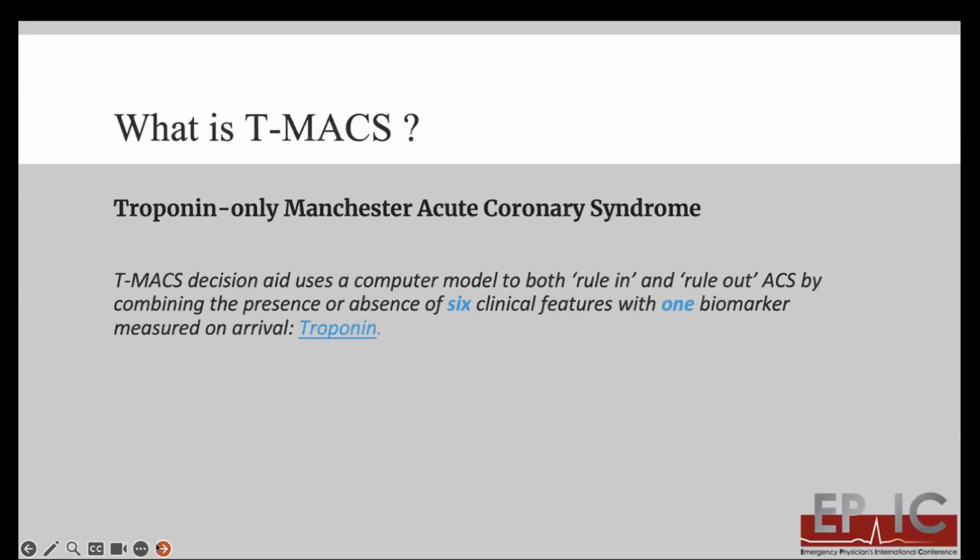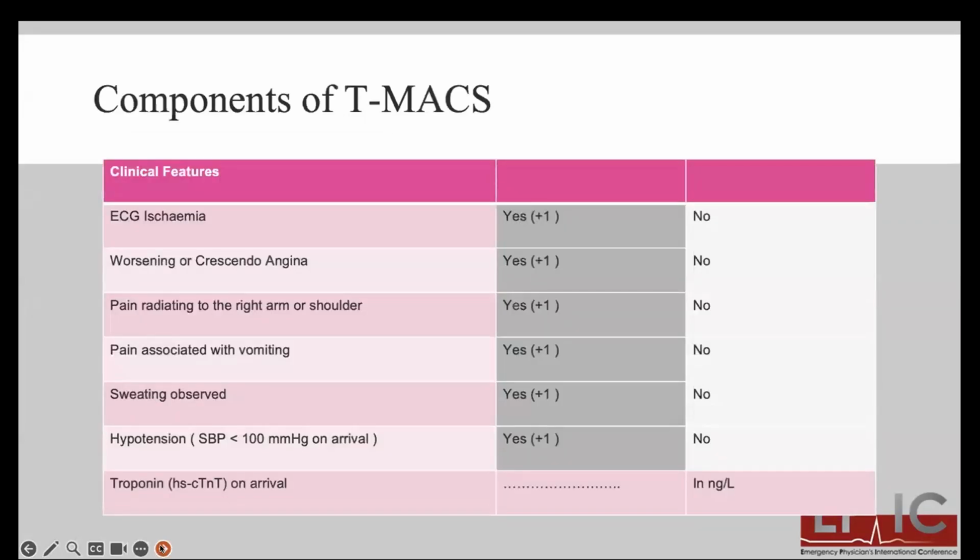The TMACS aid is a tool that uses a computer model that helps us to rule in and rule out ACS, basically using a combination of 6 clinical features and one biomarker, which is troponin. It has different components and is very easy to use. You can use ECG ischemia, worsening crescendo angina, whether there is pain radiating to the right arm or shoulder, pain associated with vomiting, any sweating that was observed, hypotension on arrival, and troponin levels on arrival.